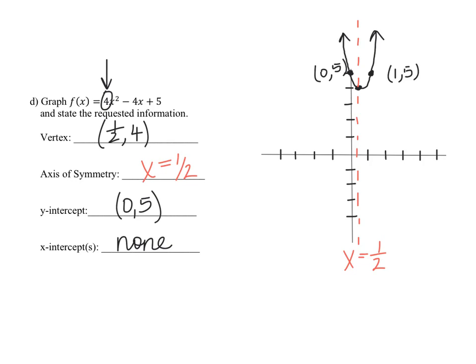If we wanted to get some additional points, we could do that a variety of ways. Of course, we could make a table. We could go ahead and choose an x value. For example, maybe we would choose x equals 2, and we could substitute that value in and get the y value. But for right now, given all of the characteristics that we found, this is accurate, and we can move on.